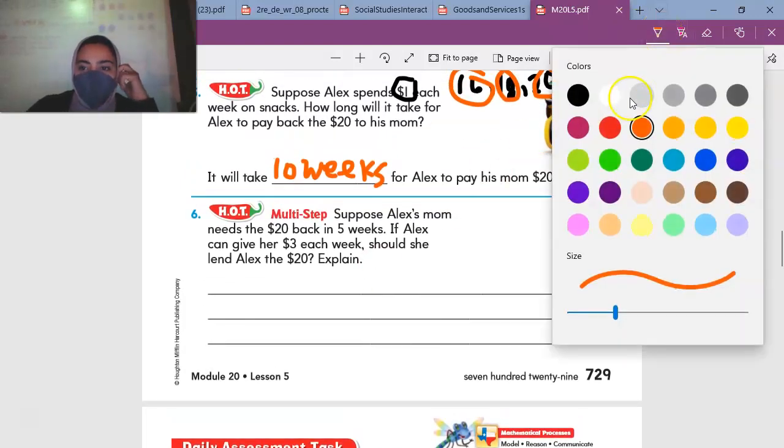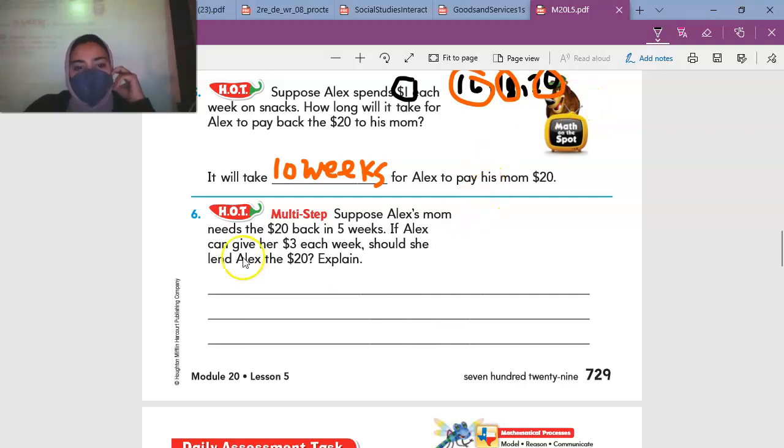Number 6. Suppose Alex's mom needs the $20 back in 5 weeks. Let's say she says, hey, I don't have 10 weeks. That's too long. I need them back in 5 weeks. If Alex can give her $3 each week, should she lend Alex the $20? Let's see if he has enough to even pay her back. If he doesn't spend any money on snacks and he saves the whole $3, can he pay her back in 5 weeks?